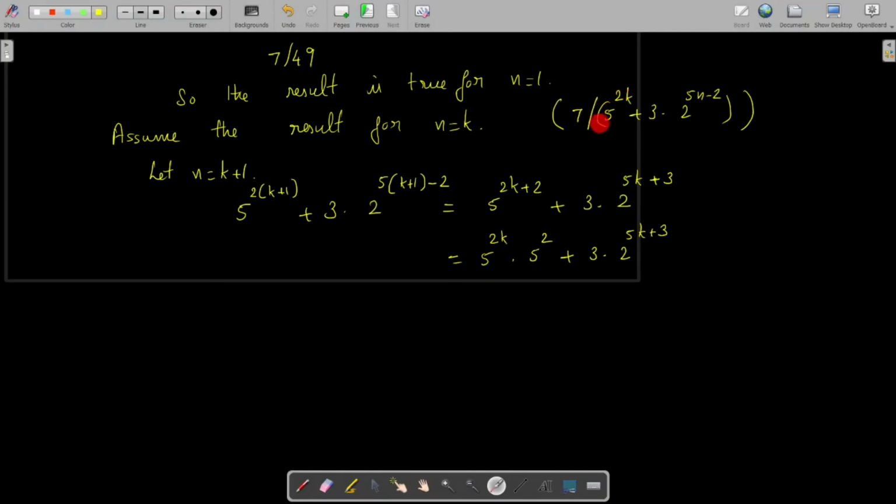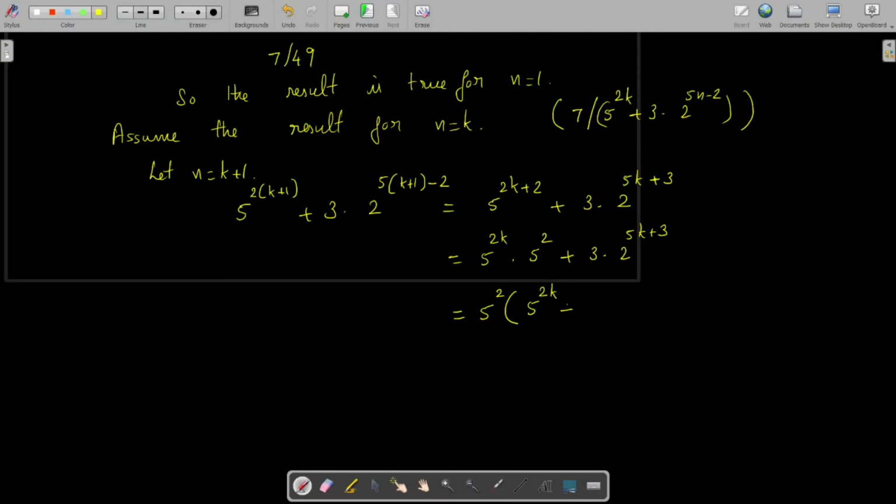Here also in our assumption we have 7 divides 5 raised to 2k plus 3 into 2 raised to 5k minus 2. We have to arrange this term as a multiple of this expression. So we can write it as, here 5 square we have to take outside the bracket. So we will write 5 square into 5 raised to 2k. Then the first term becomes okay. This is 5 raised to 2k into 5 square. Then we will write this expression exactly like this here.